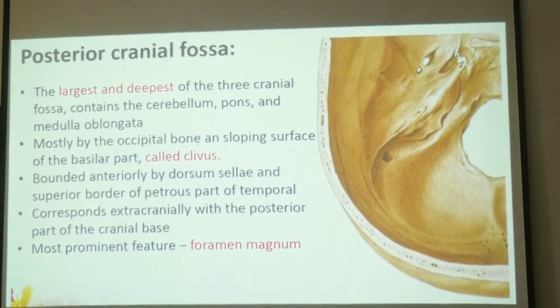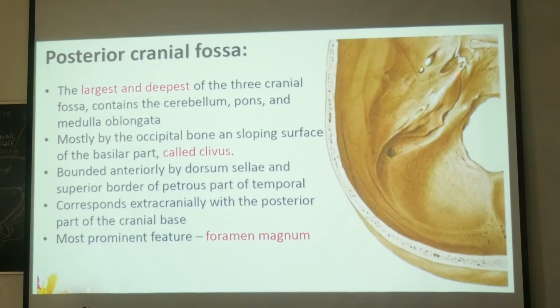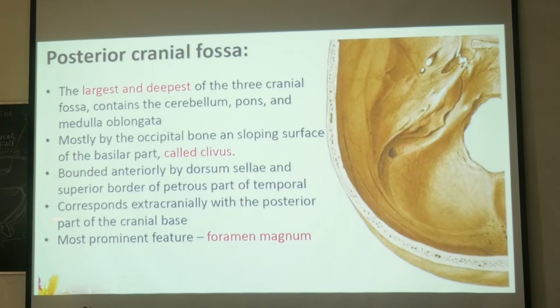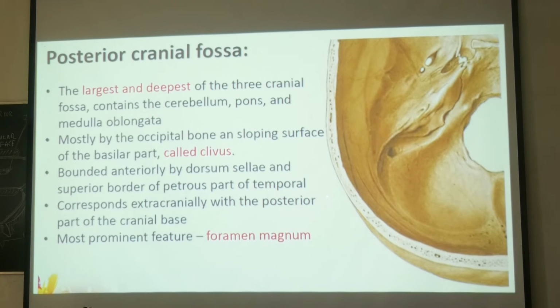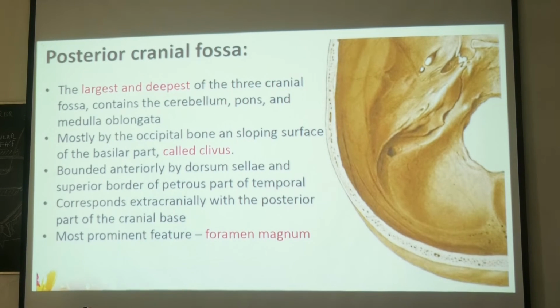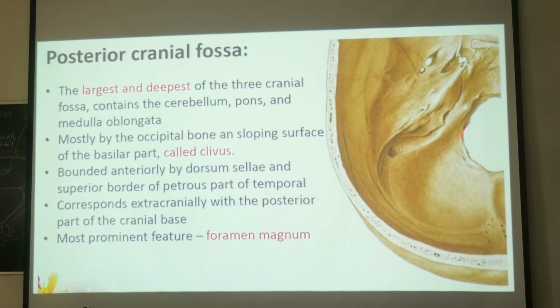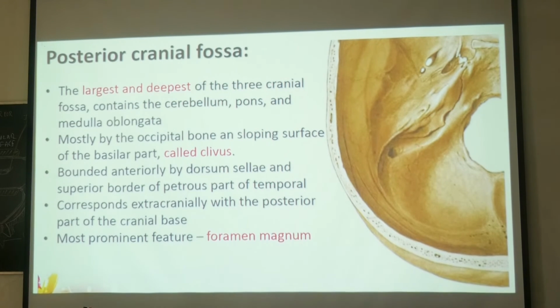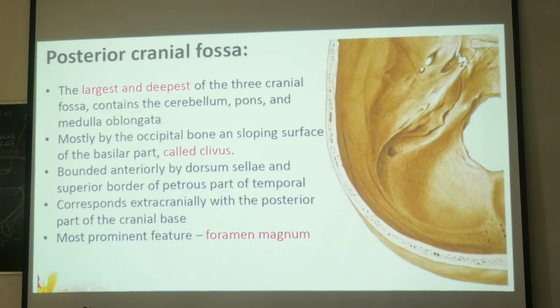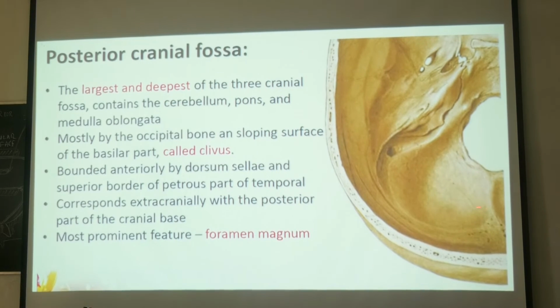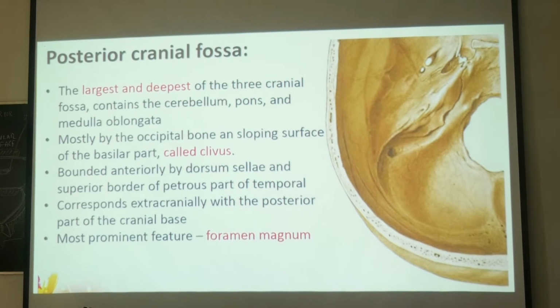Next, what is the boundary of the posterior cranial fossa? It is bounded anteriorly by the dorsum sellae, here, and the superior border of the petrous part of the temporal bone. It corresponds extracranially with the posterior part of the cranial base. The most prominent feature is the foramen magnum. This large foramen within the posterior cranial fossa is the foramen magnum. You must identify the foramen magnum and the structures passing through it.